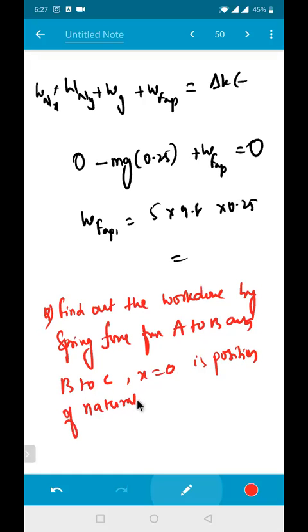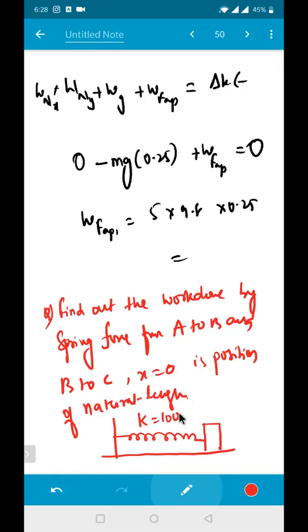Position of your natural length. Okay, so I'll give the diagram right now, you see. Here is your block and here is your spring. The K value of this one is given as 100 Newton per meter.